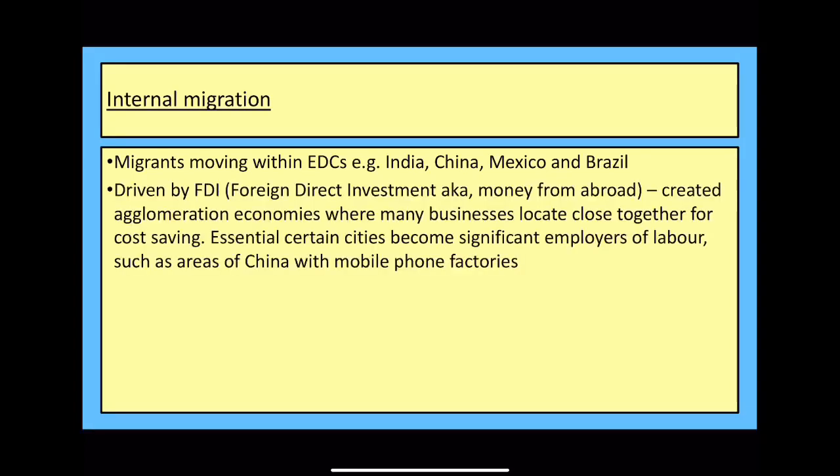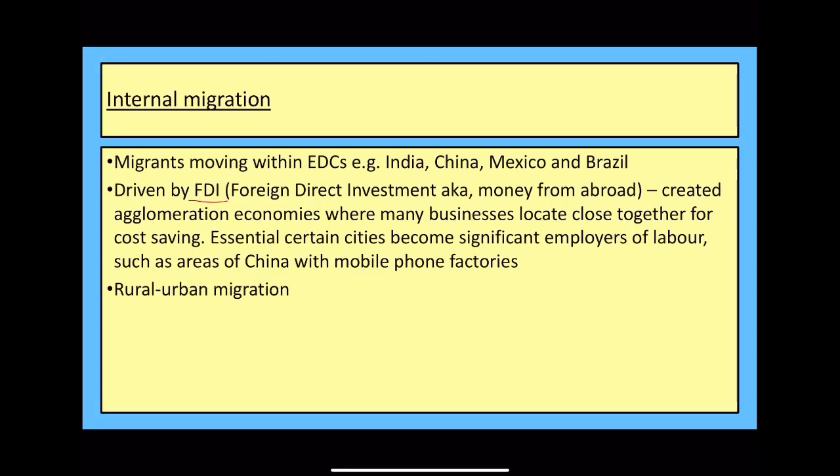So we've also got a bit on internal migration. So this is particularly prominent, as you'll see, or we've noticed it far more in large countries. So places like India, China, Brazil. These are the size of areas, you know, like potentially like Europe. So we've got people moving within these countries, and they're largely going to be moving from rural areas to urban areas. This is due to what's called FDI, often foreign direct investment. This is basically money coming in from abroad.